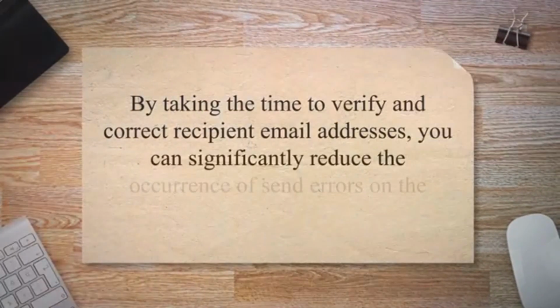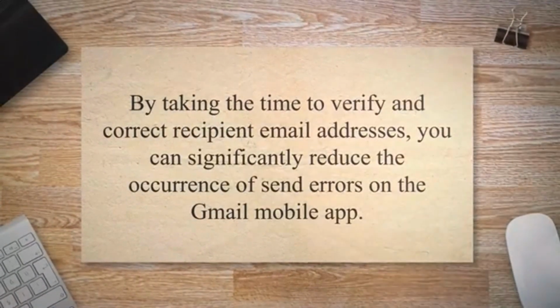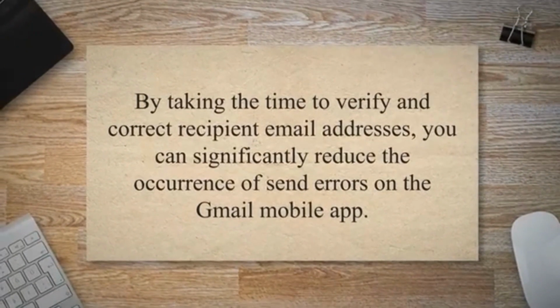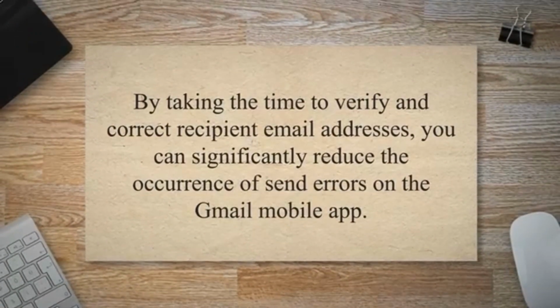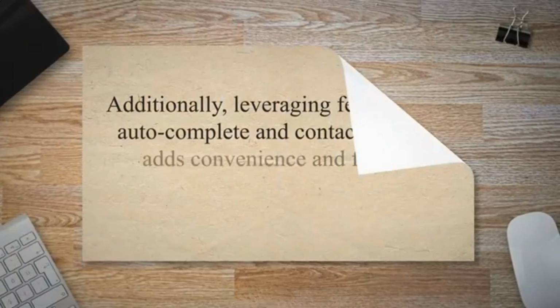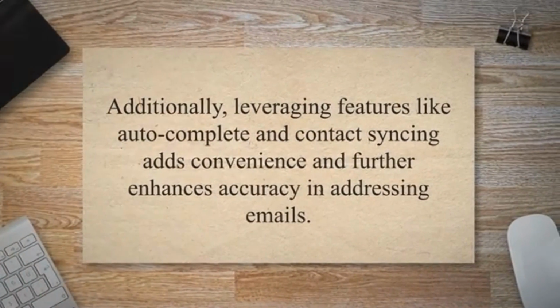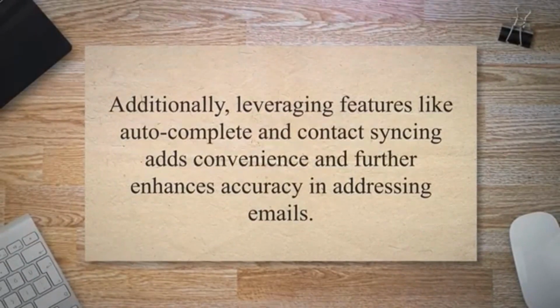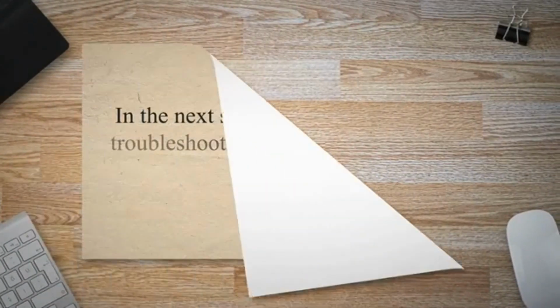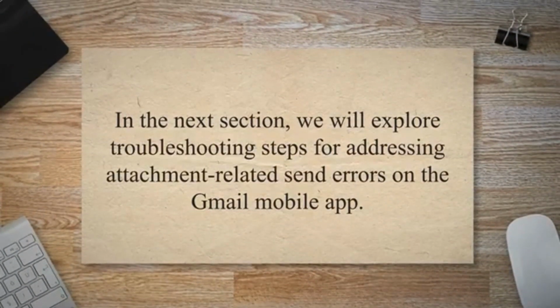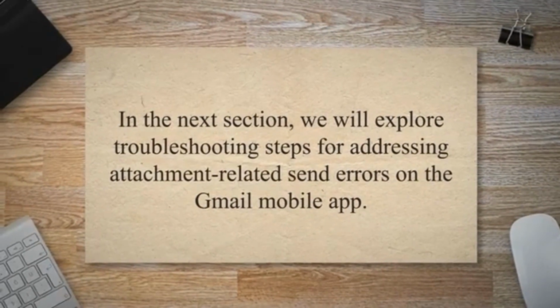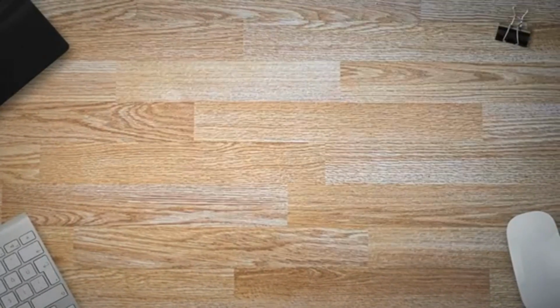By taking the time to verify and correct recipient email addresses, you can significantly reduce the occurrence of send errors on the Gmail mobile app. Additionally, leveraging features like autocomplete and contact syncing adds convenience and further enhances accuracy in addressing emails. In the next section, we will explore troubleshooting steps for addressing attachment-related send errors on the Gmail mobile app.